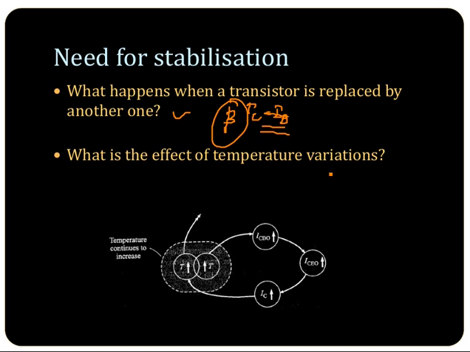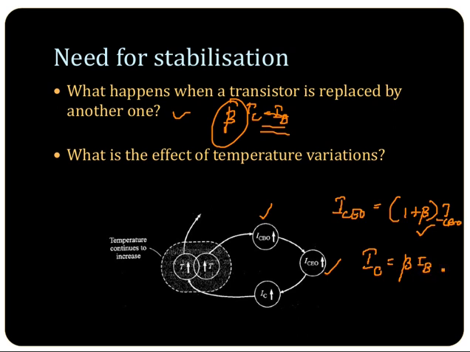What is the effect of temperature variations? What happens when the operating temperature of the transistor increases? If temperature increases, then ICBO will increase. If ICBO, the reverse saturation current, increases, what is ICEO? It is (1 plus beta) times ICBO. Obviously, beta is large. If ICBO increases, ICEO will also increase. If ICEO increases, again IC is equal to beta times IB plus ICEO for the common emitter configuration. In that case, IC will again increase. So if IC increases, the operating temperature will further increase.